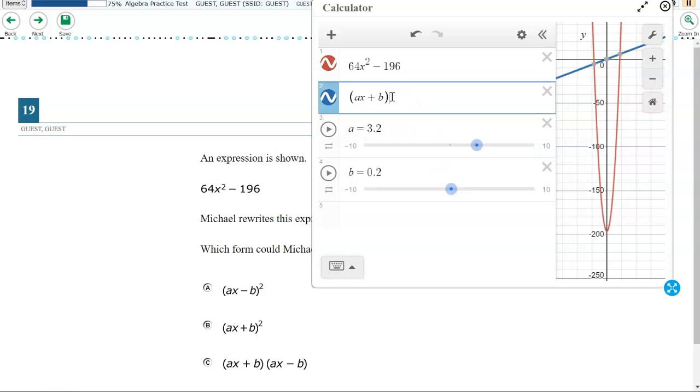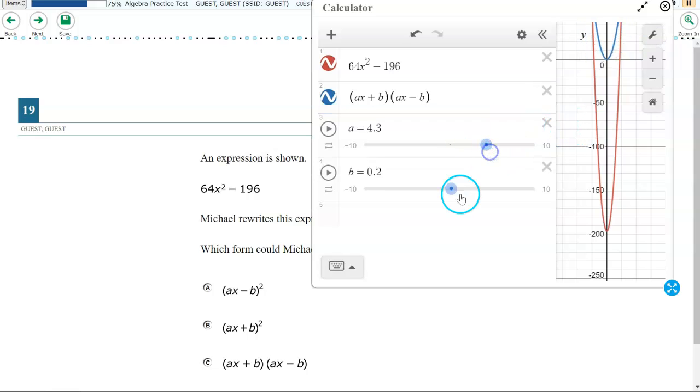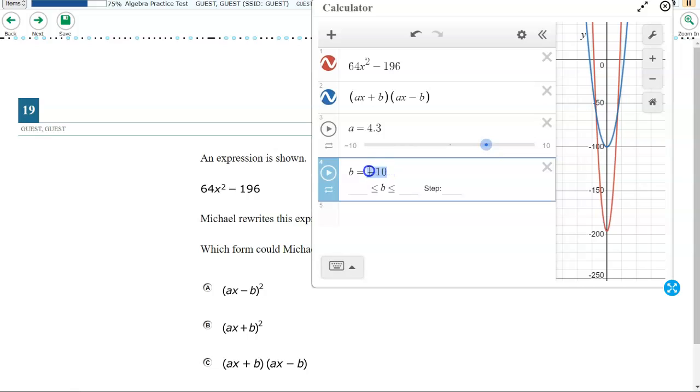So let's go to answer choice C. And this one is AX plus B times AX minus B. My bad. This one should be a minus sign. All right, now when I do A, same problem. I can make it steeper and flatter, but when I do B, look what happens. I can move it down. So I can just continue.